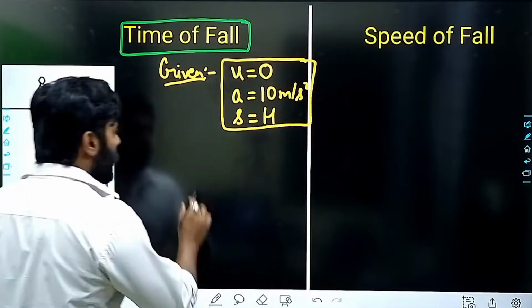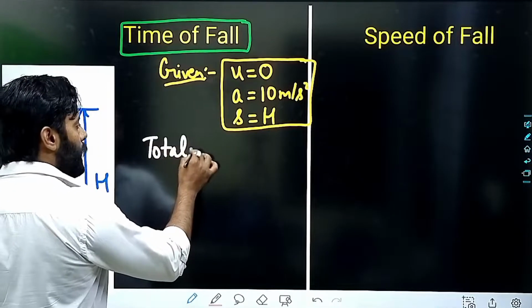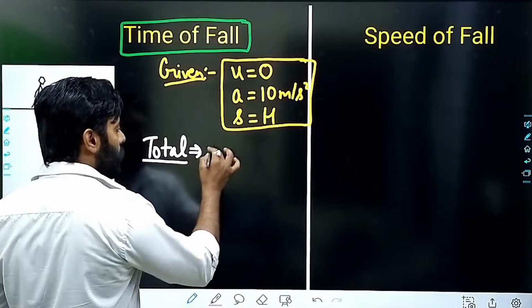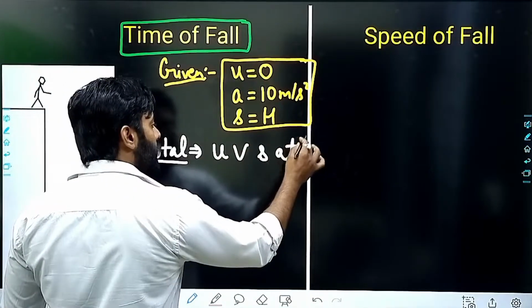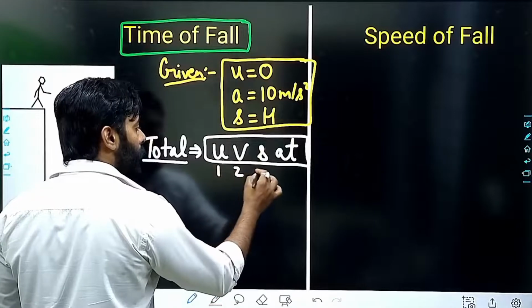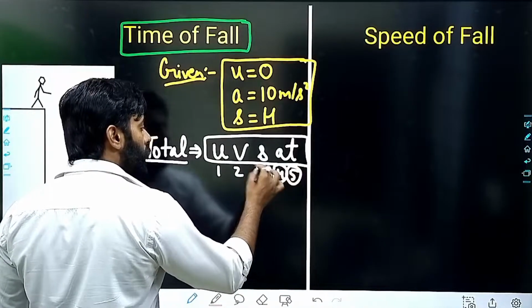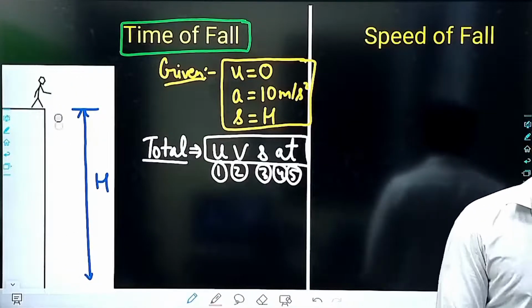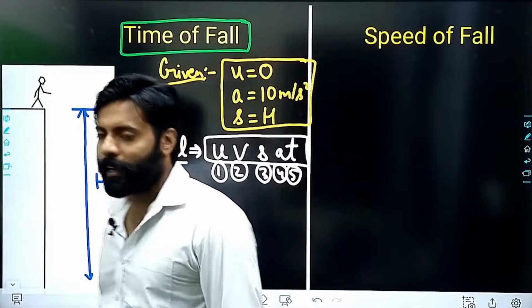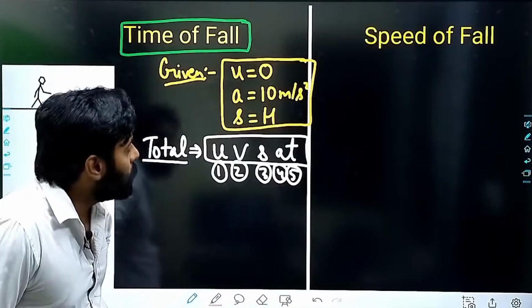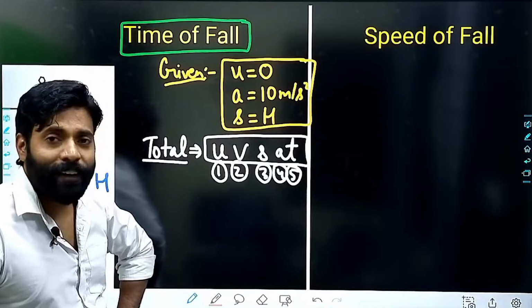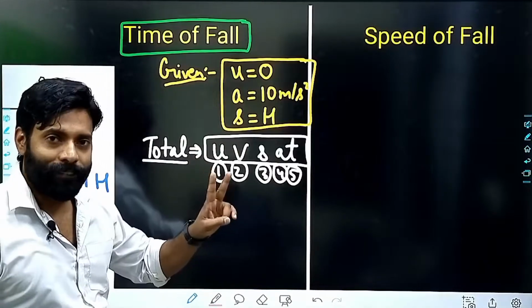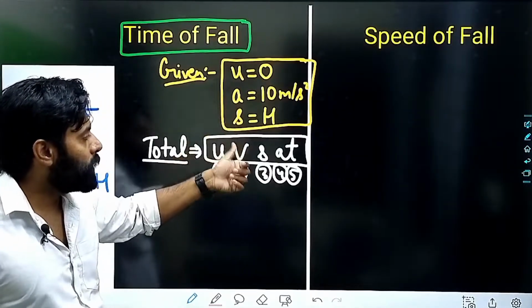And how many variables are there? In total, there are only 5 variables used in equations of motion. That is U, V, S, A, T. These are the only 5 variables which you will find in equations of motion. Nothing more, nothing less. In all 3 equations of motion, you will be getting only these 5 variables. And out of these 5 variables, you will have 3 in your given data. So only 2 are left.